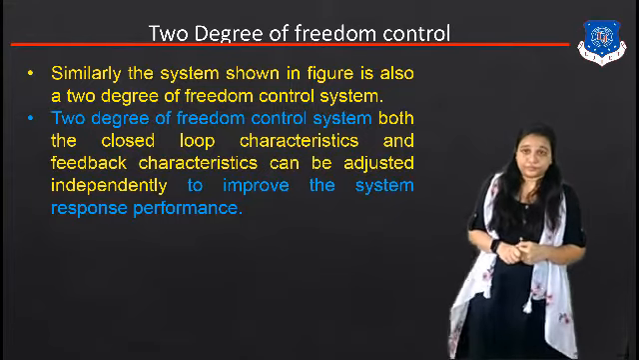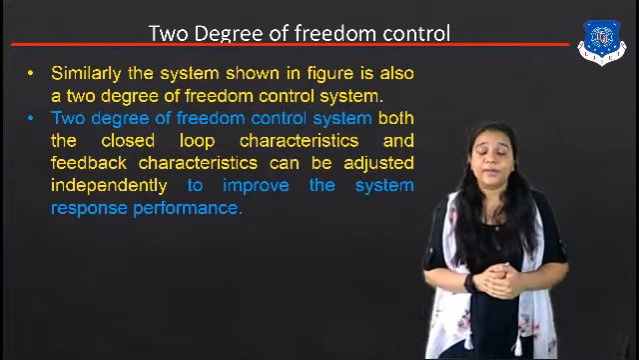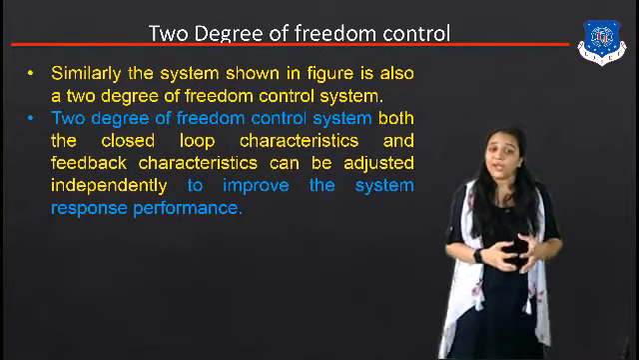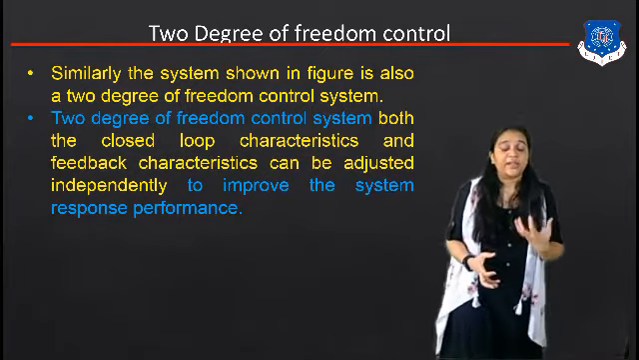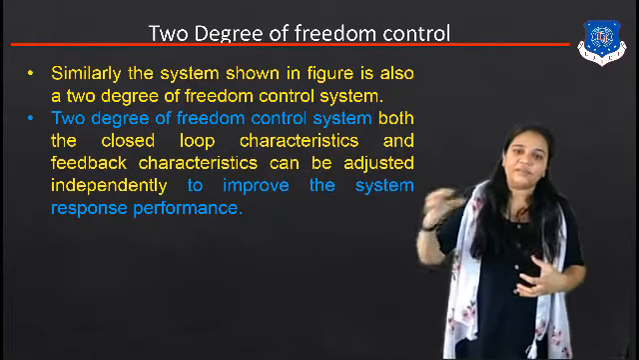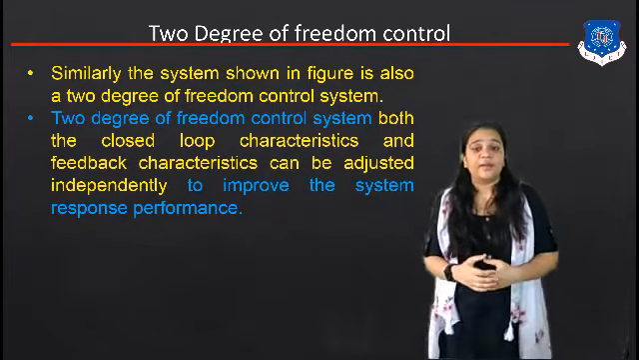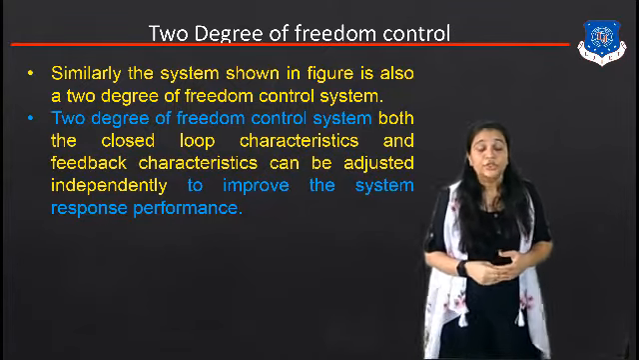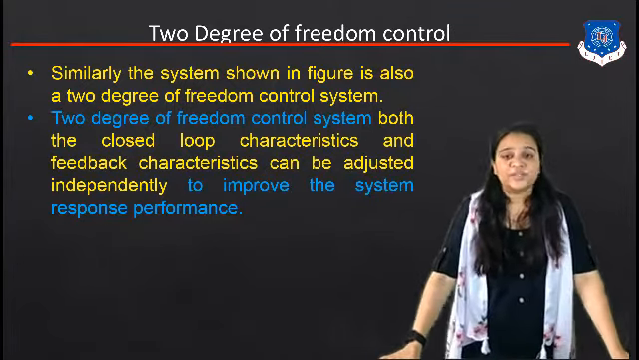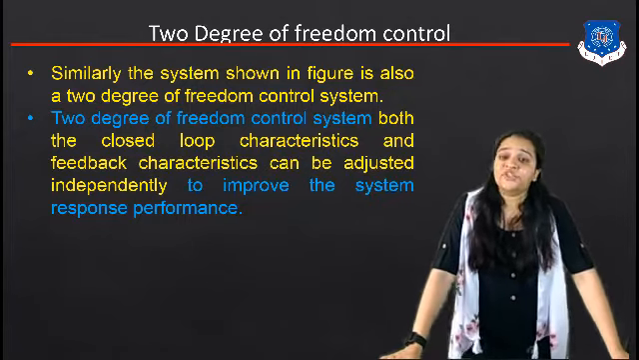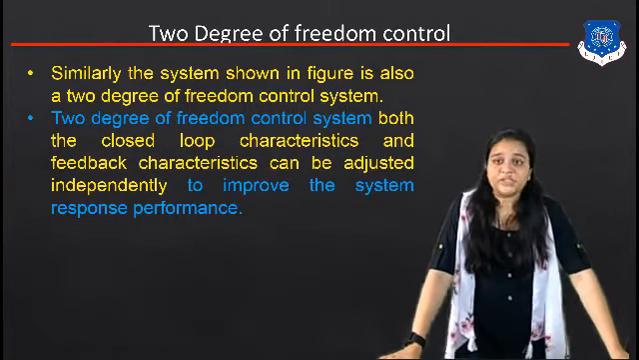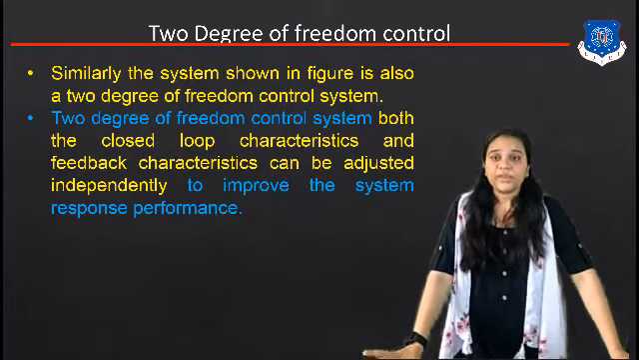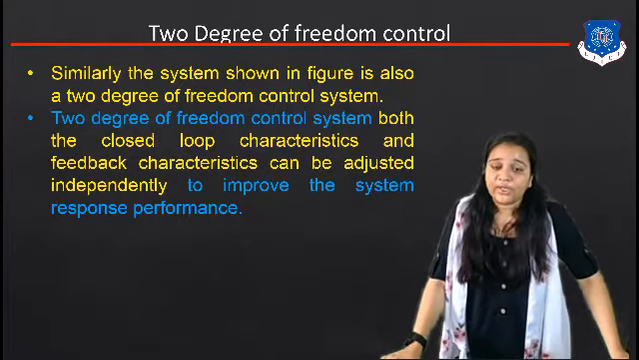Okay, now in the 2 degree of freedom control, we can change the location of the controller. We can connect the second controller in parallel with the first controller, or we can connect the second controller in series with the first controller. So depending upon the closed loop system, we can easily check the system response performance and which type of response we have to identify using the 2 degree of freedom.